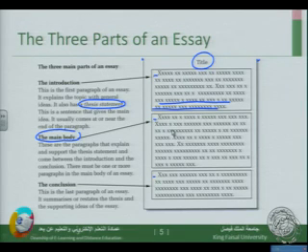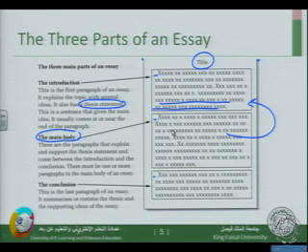In the main body, the paragraphs explain and support the thesis statement. It gives you examples, facts, and more details to support your thesis statement, to tell people that you are right, or someone else is wrong. So the main body gives you explanations, details, and examples about the thesis statement.